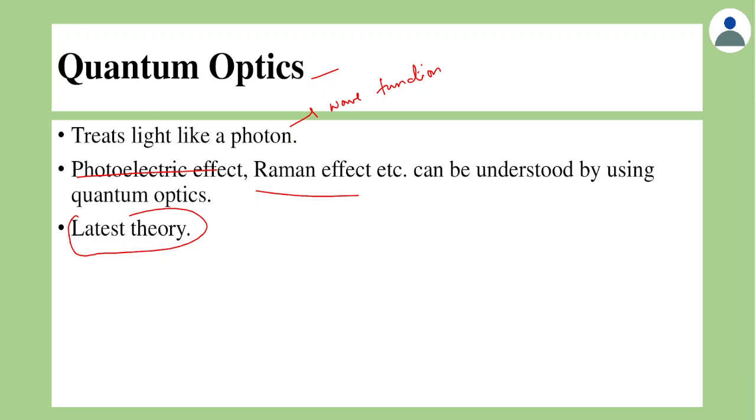So in the class 12 syllabus, there is a chapter on ray optics, which is the present chapter. There is also a chapter on wave optics. So we'll see this in detail in the next chapter. But quantum optics is beyond the scope of this syllabus. Now understand the fact that in quantum optics, we treat light like a wave function. There's no need to go beyond this.